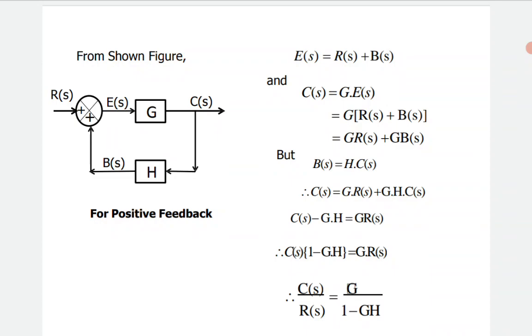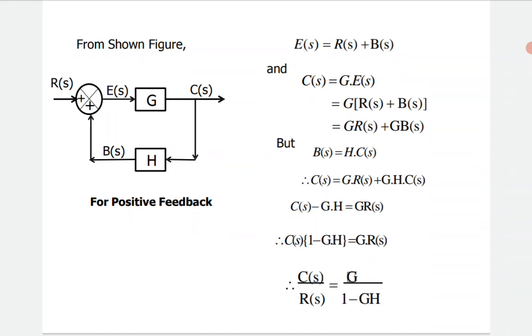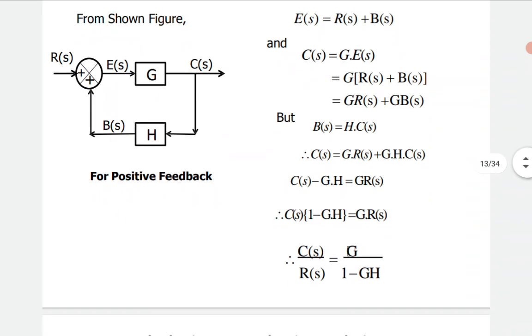See here, same repetition. Previously E of S was R of S minus B of S, now E of S is equal to R of S plus B of S, and C of S is G into E of S, that is already known to you. I will substitute that value of E of S, that is G into R of S plus B of S, and B of S is H into C of S. Then we will eliminate B of S, and that generates C of S by R of S is equal to G by 1 minus GH. So this is valid for a positive feedback system.